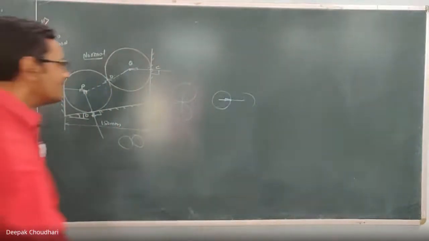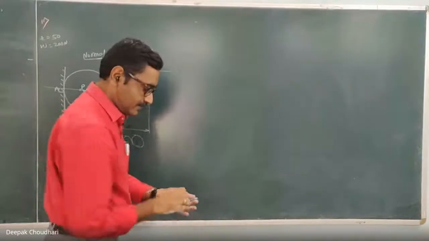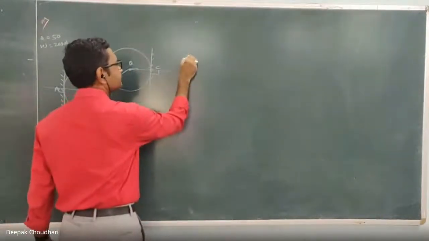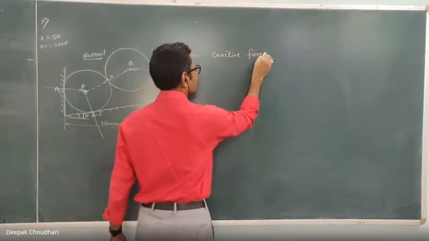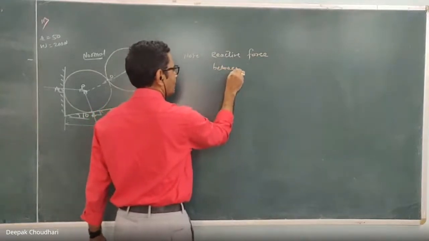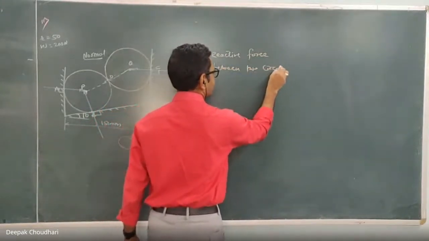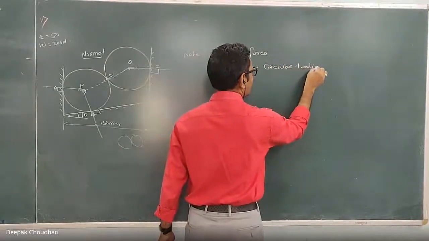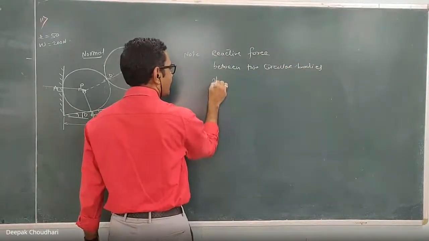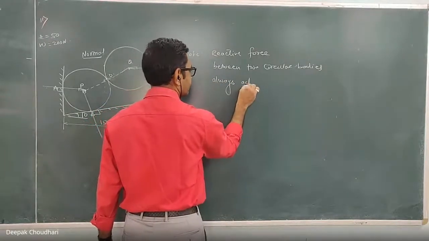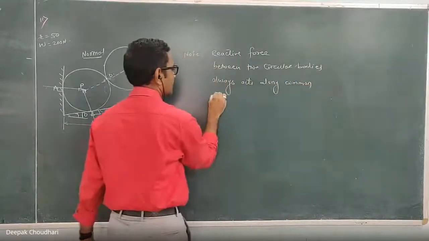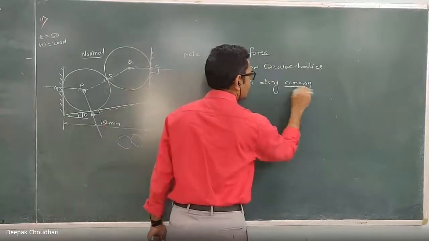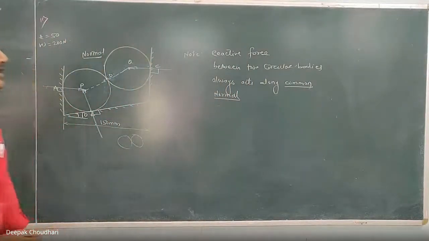Understood? You have to write down this point, which is very important. Write down this note. Write down in your notebook: reactive force between two circular bodies always acts along the common normal. Where does it act? It acts along the common normal. Reactive force between the two circular bodies always acts along the common normal.